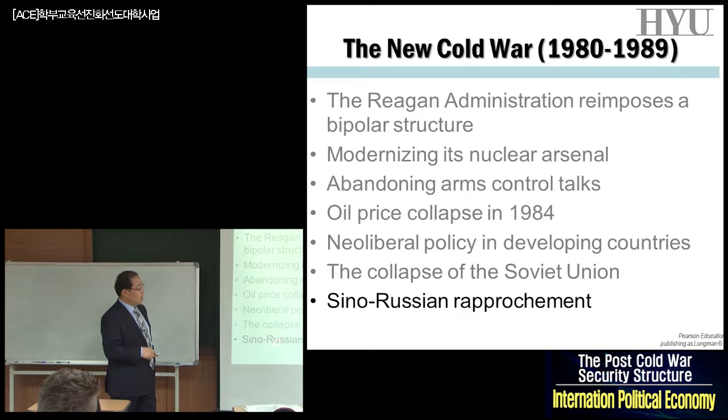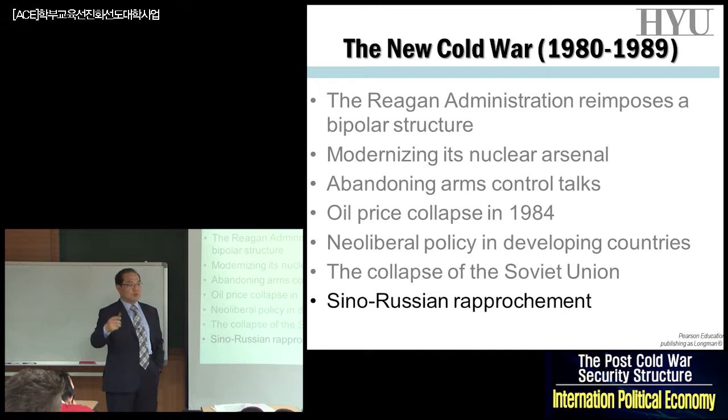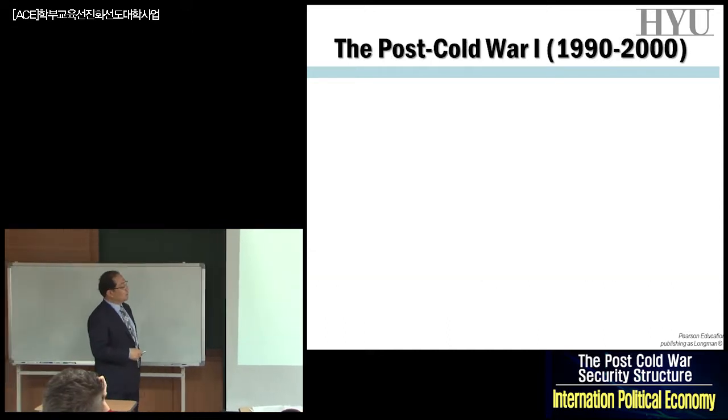Oh, one more thing. The Soviet Union gone, okay? Then the US is unilaterally powerful now, okay? But one more factor here, which is China, right? China approaches Russia. Then China and Russia become friends. Later, this will become a big factor in affecting US power. Right? China-Russia rapprochement happened during this period. Now, next. Post-Cold War I.